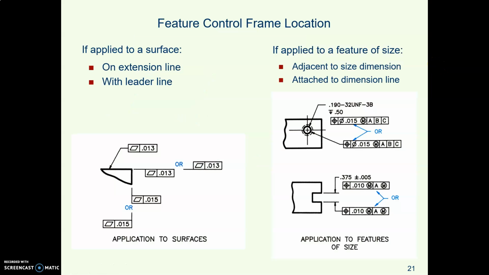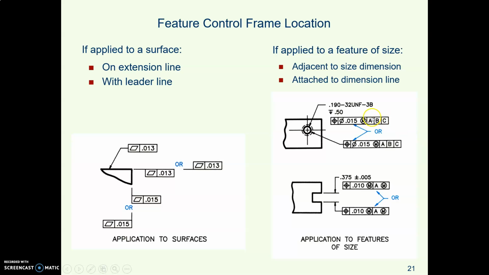And finally, it matters where you put these feature control frames. Some geometric tolerances you apply to a surface. For example, these on the left are all flatness symbols, and next time we'll look at flatness. Flatness is applied to a surface, so these feature control frames are either pointing at a surface with a leader, or they're attached to an extension line off the surface. These are all surface controls.